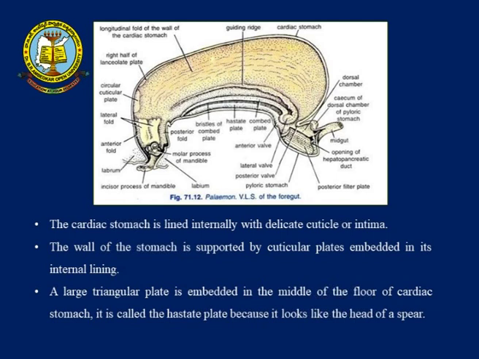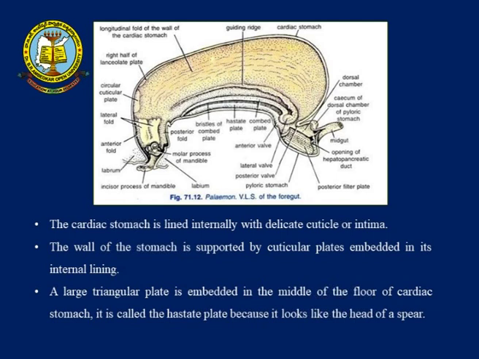What are the functions over there? The cardiac stomach is lined internally with a delicate cuticle or intima, that is what you call a very delicate cuticle inside, and the wall of the stomach is supported by circular cuticular plates that are embedded in its internal lining. There is a large triangular plate embedded in the middle of the floor of the cardiac stomach.